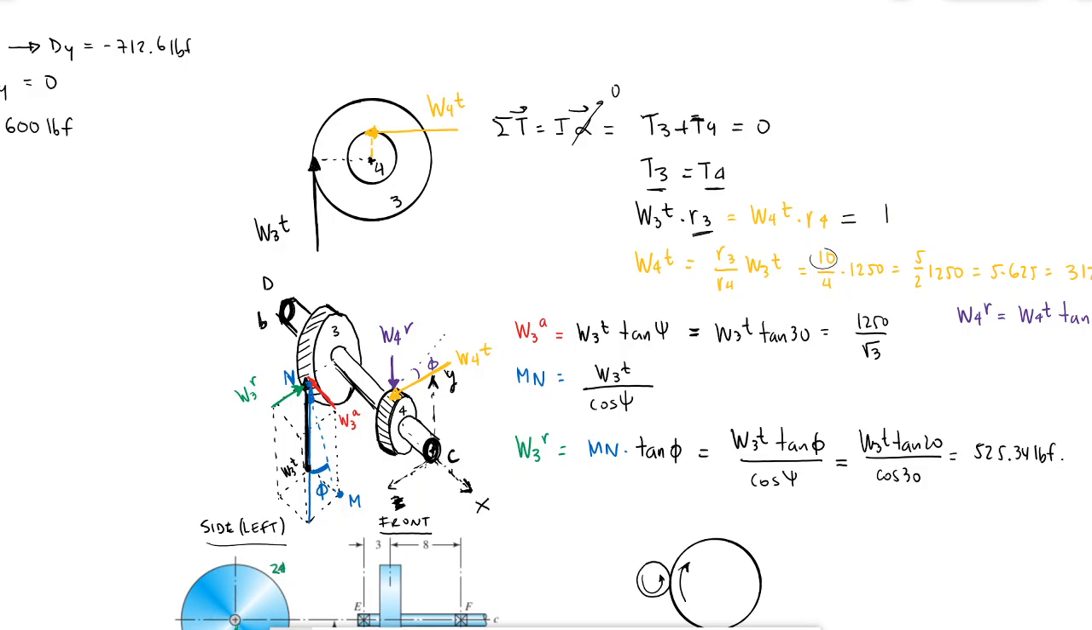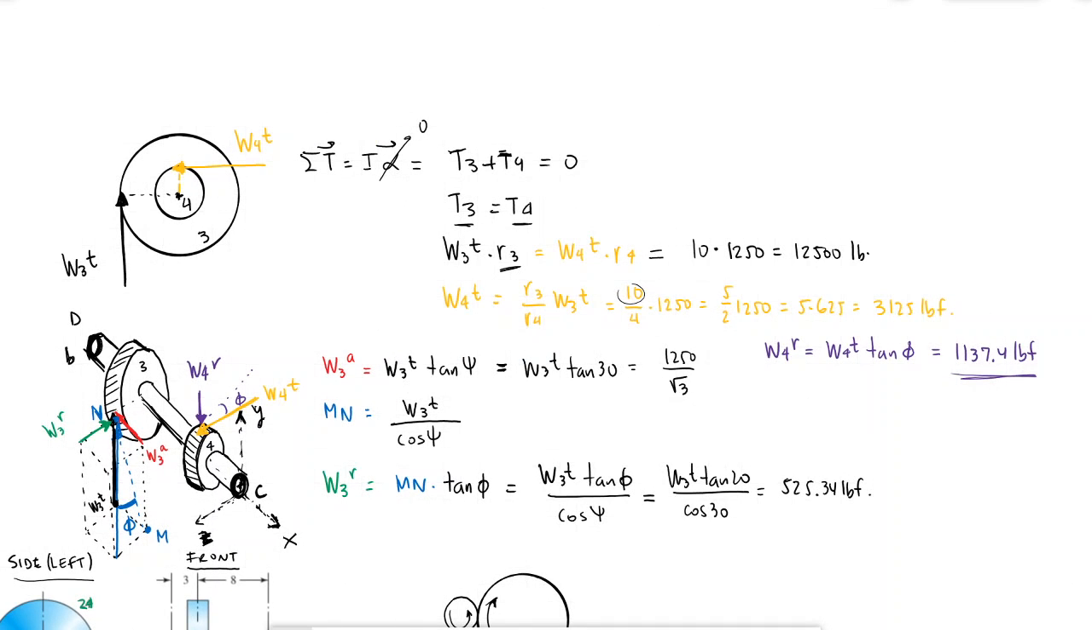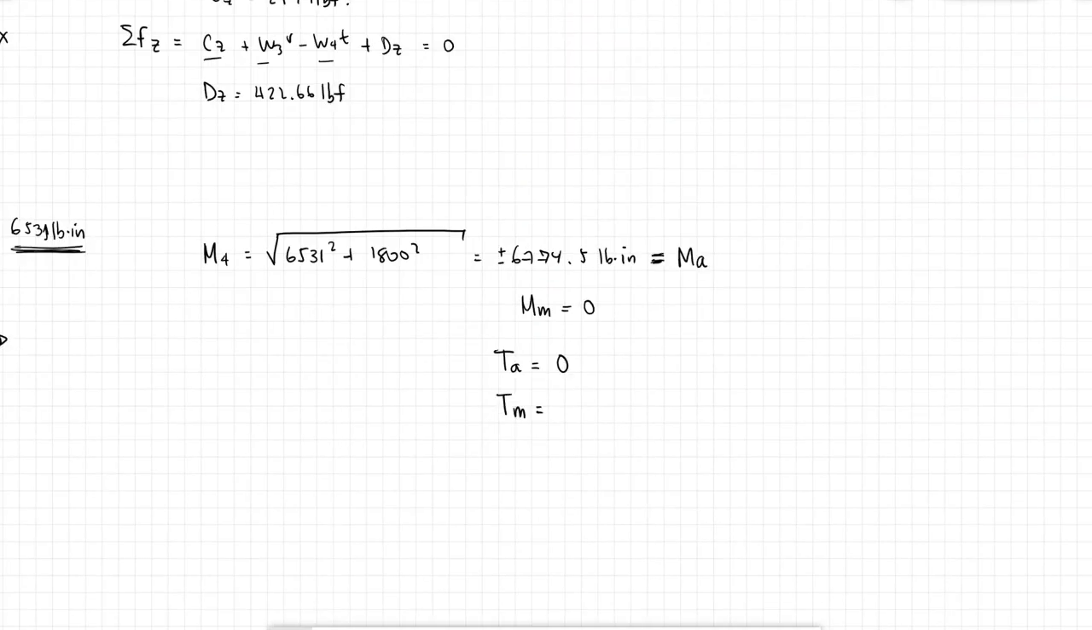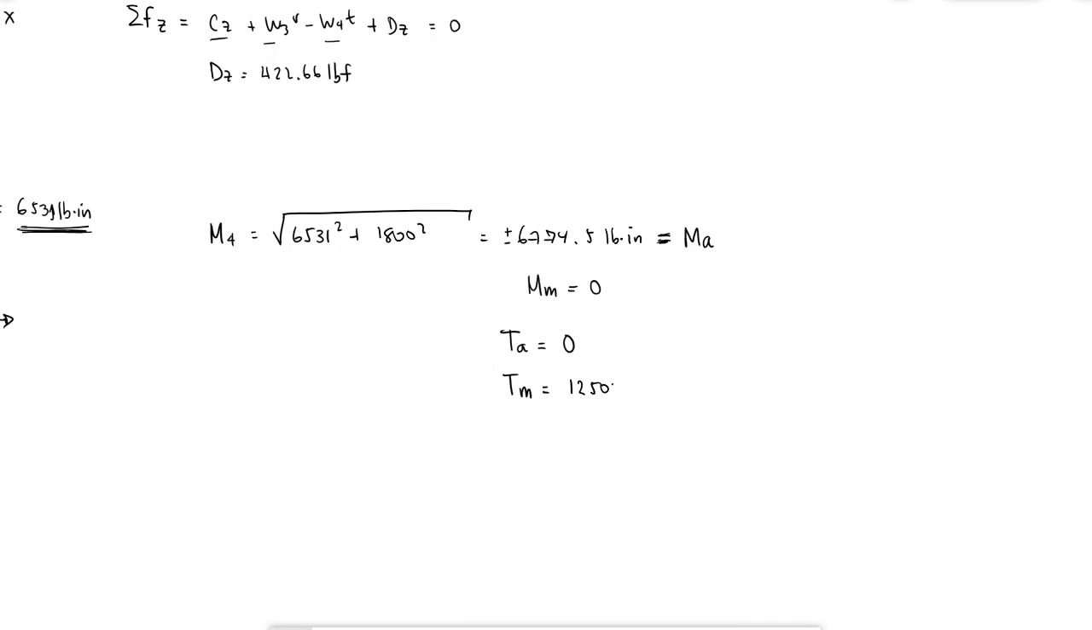So 10 times WT3, which is the 1250. So this is 12,500 pound inches of torque, and that is constant. It's never changing. It's not alternating. That's what I'm saying here. The mean torque is 12,500. Okay. Now, how do I use this? Yeah, there's going to be a little bit of compression and tension depending on which section of the shaft you're looking at. We'll get to that in just a second, but it's not going to make a huge difference.